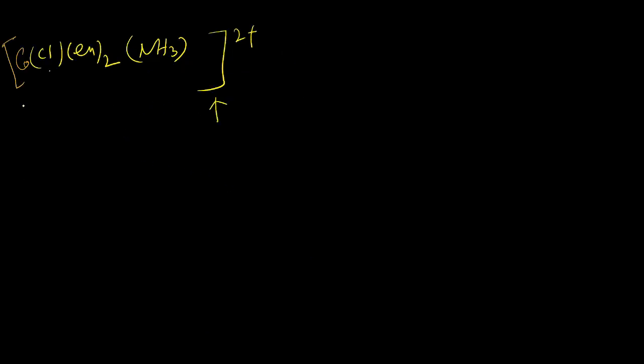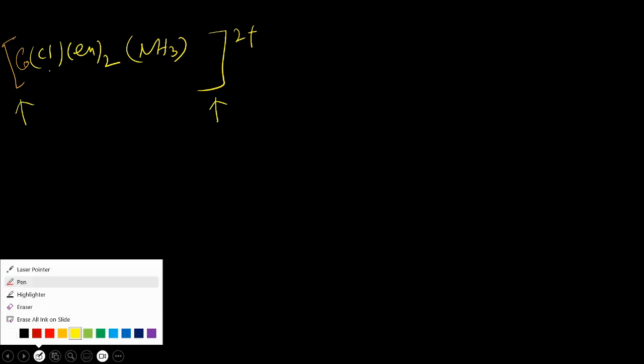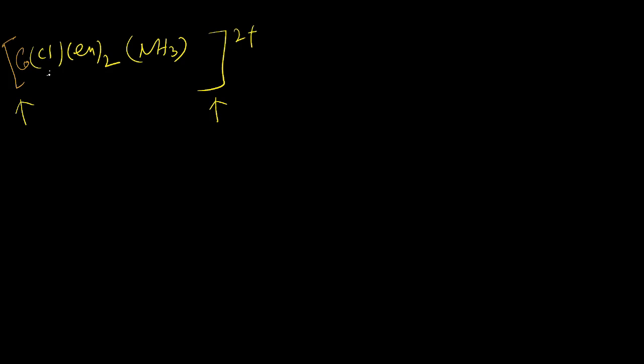This is square bracket, and these all are ligands. This is a monodentate ligand, neutral, so its charge is 0. This is a bidentate ligand, ethylene diamine, so its charge is 0. This is neutral. This is a monodentate ligand, but it is negatively charged, and this is the central metal atom.